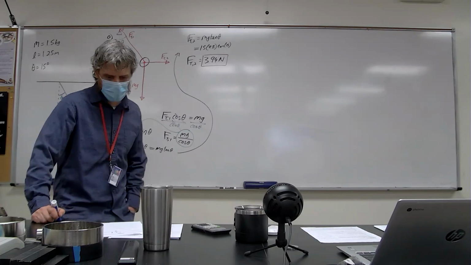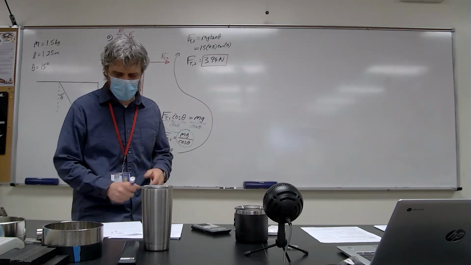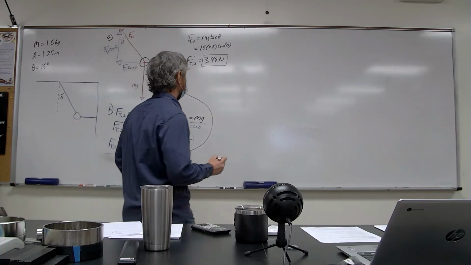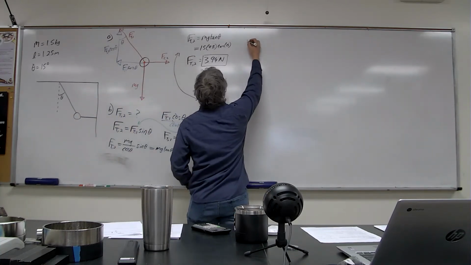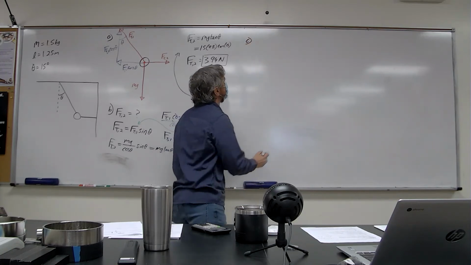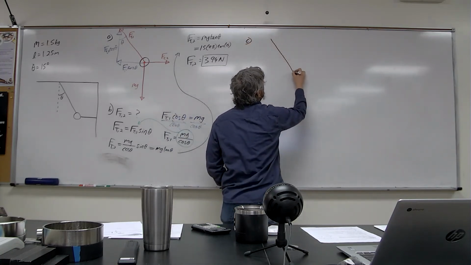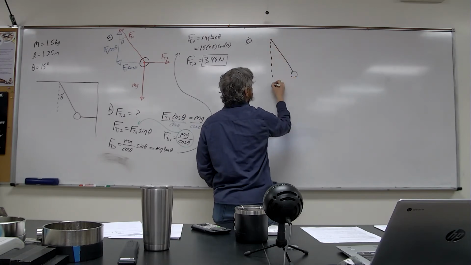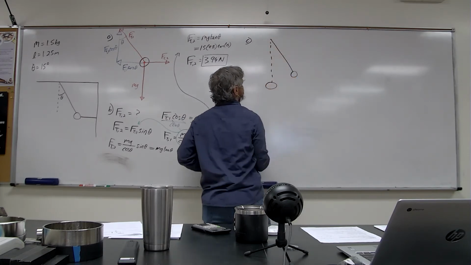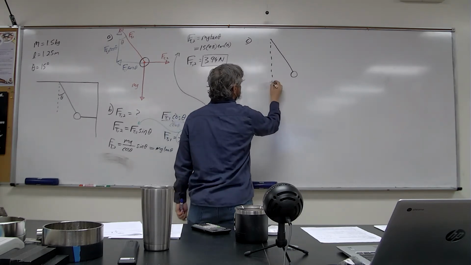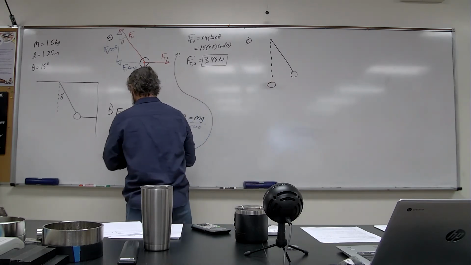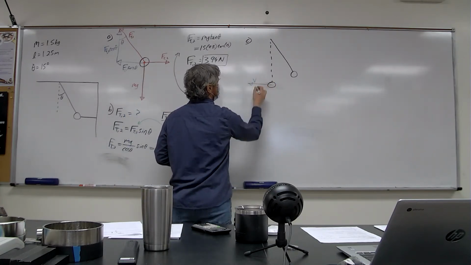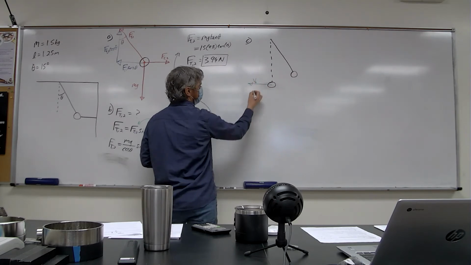So part C, the horizontal string is now cut close to the bob and the pendulum swings down. Calculate the speed of the bob at its lowest position. All right. So it starts over here. String is cut, and so it swings down, and let's say it swings down to here, at which point it'll have some velocity v. That's what we're looking for. So I'll say VB for V bottom.